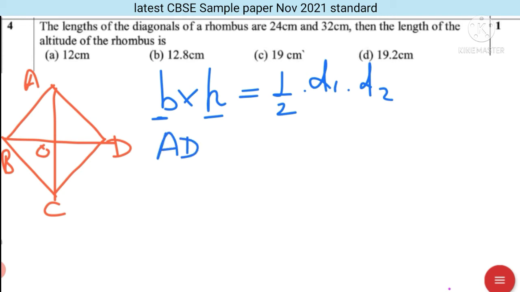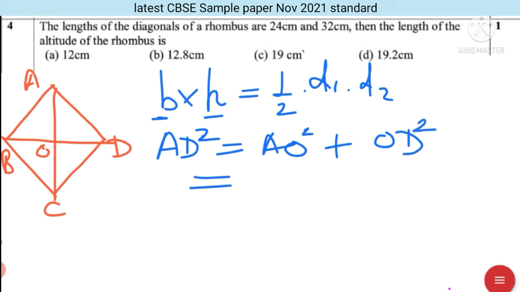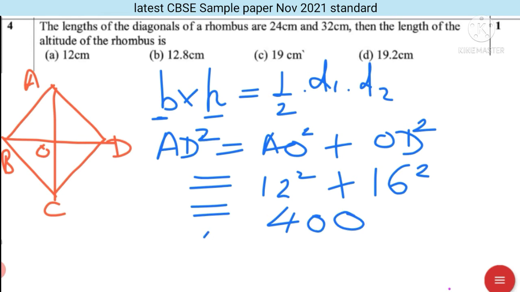Can I say that AD square is equal to AO square plus OD square? Now AO is half of AC. Say it is 24, so I get 12 square. And OD is half of BD, which is 32. So I can say that it is 16 square. So this gives me 400 and AD comes out to be 20.